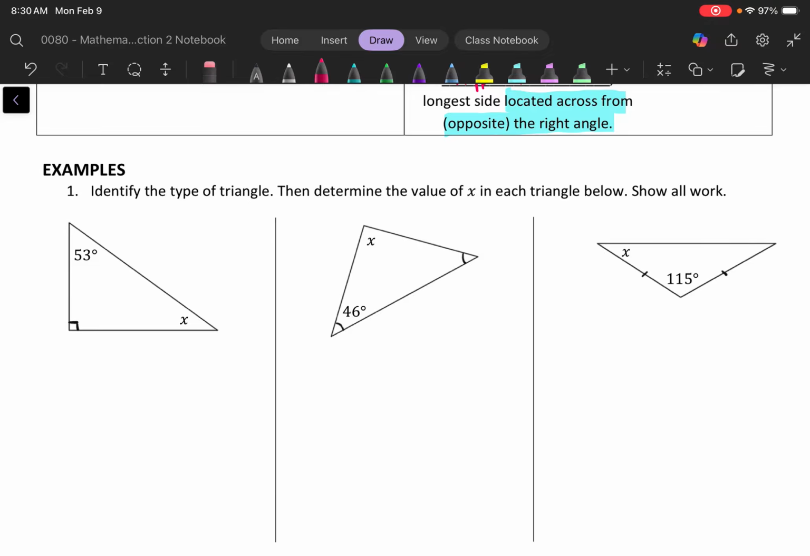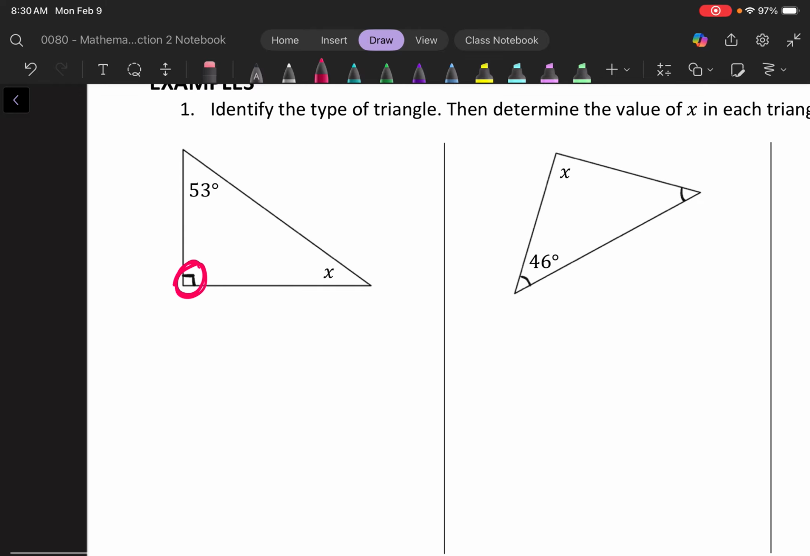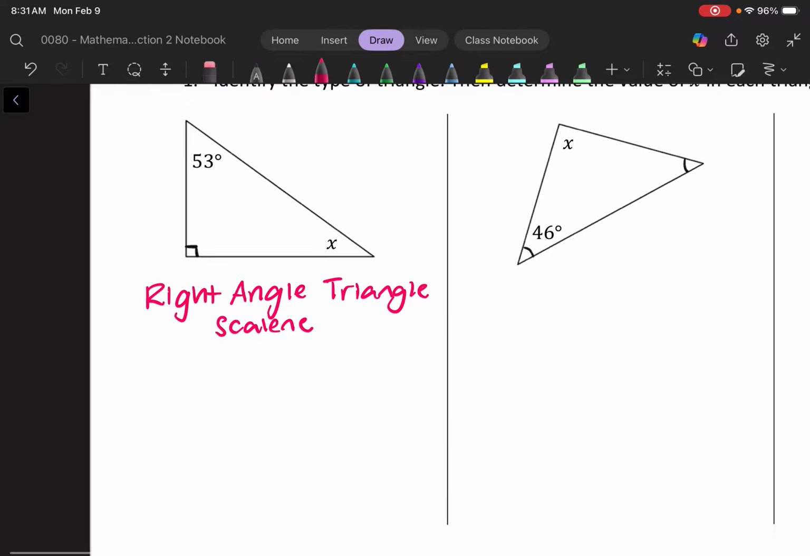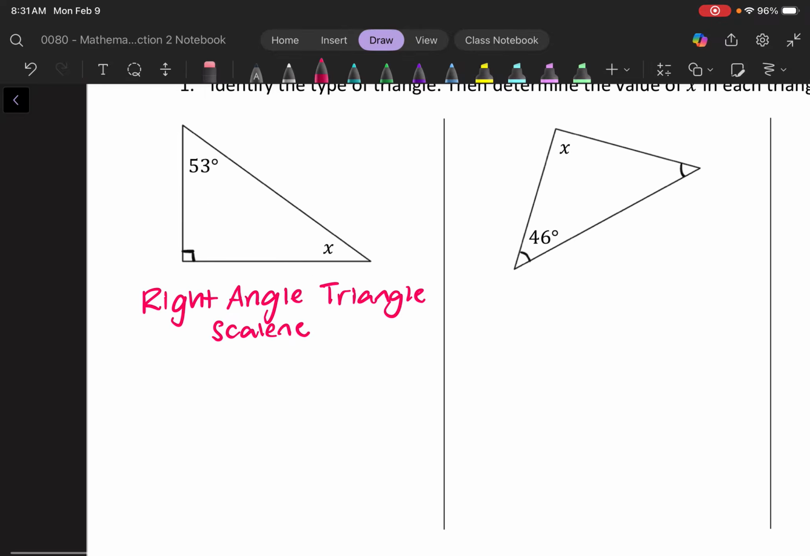Okay, so when we take a look at the first one here, I see this little small square in the corner, which is my big indicator that it would be a right angle triangle. It also has no congruent markings on the sides or on the angles of any sort. So this would be a right angle triangle that is scalene. If I want to be specific, I could include both, but right angle is good enough for now.